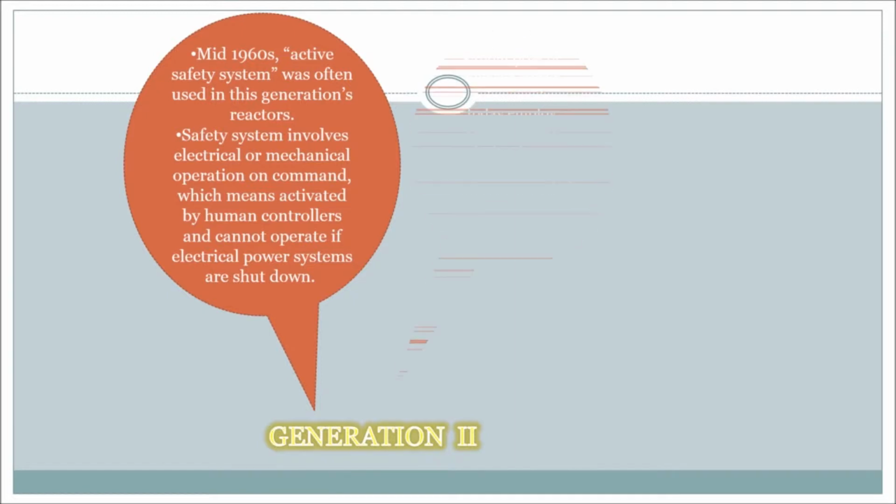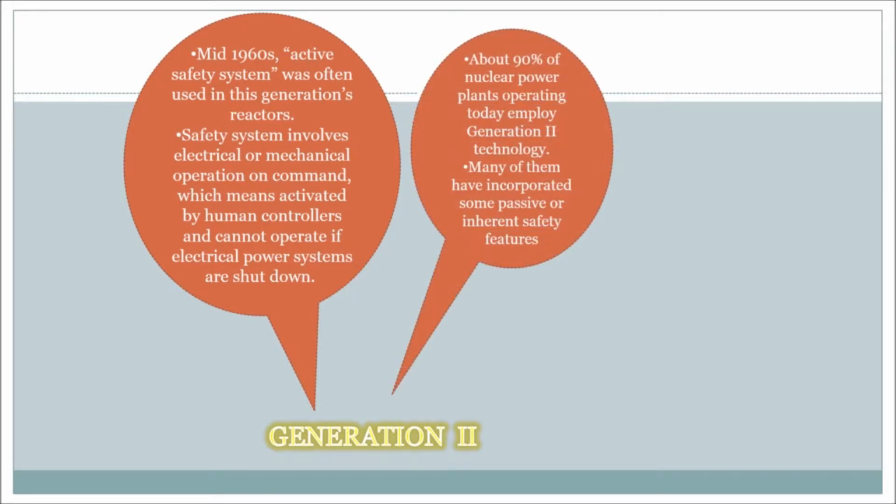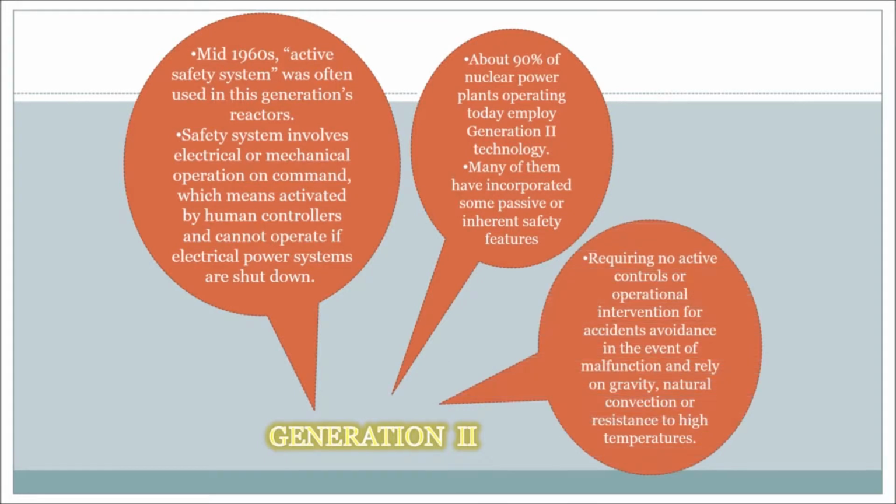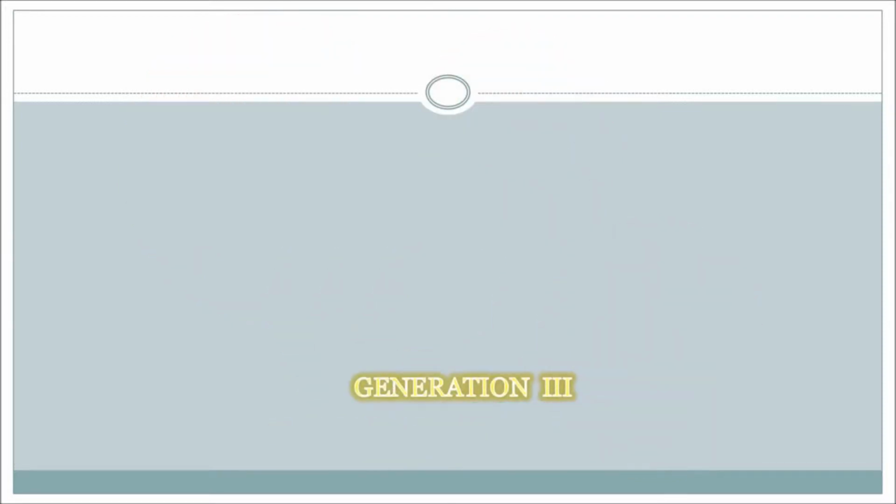About 90% of nuclear power plants operating today employ second generation technology. Many of them have incorporated some passive or inherent safety features, requiring no active control or operational intervention for accident avoidance in the event of malfunction, and relying on gravity, natural convection, or resistance to high temperatures.